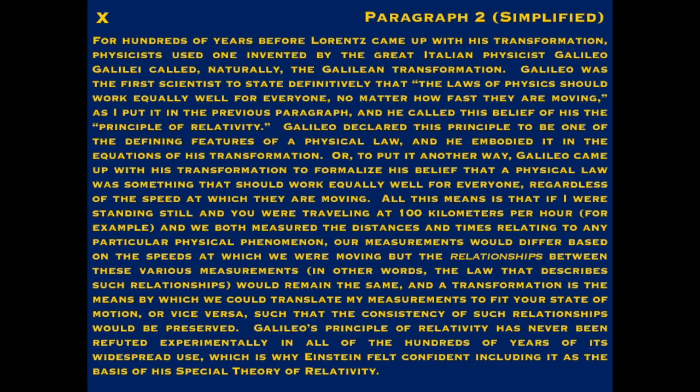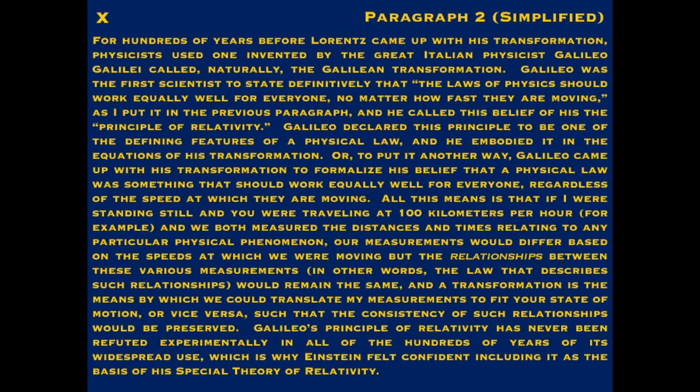Galileo declared this principle to be one of the defining features of a physical law, and he embodied it in the equations of his transformation. Or, to put it another way, Galileo came up with his transformation to formalize his belief that a physical law was something that should work equally well for everyone, regardless of the speed at which they are moving.